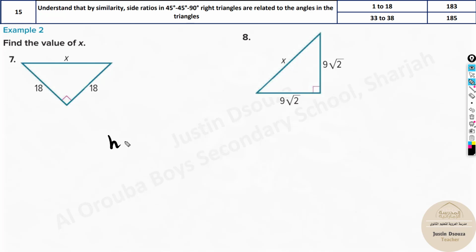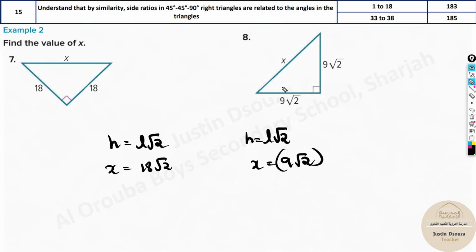Now we use the formula: hypotenuse equals leg times root 2. Same thing. Just ingrain this formula in your mind. Don't forget this. Substitute the values. Hypotenuse is the unknown x. 18 root 2 is the first value over here. Over here, x equals 9 root 2.